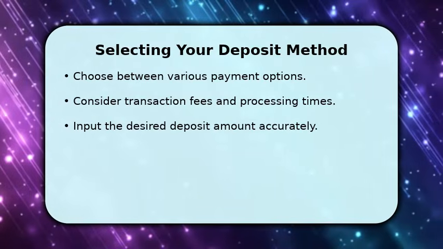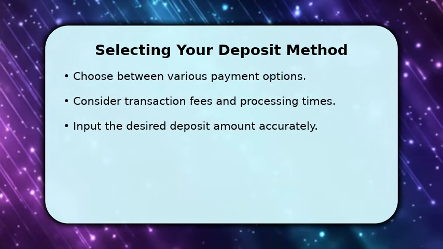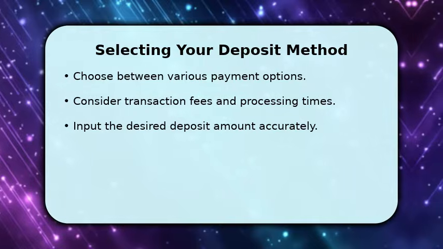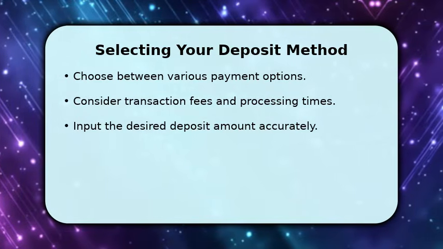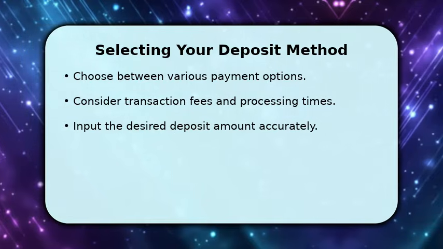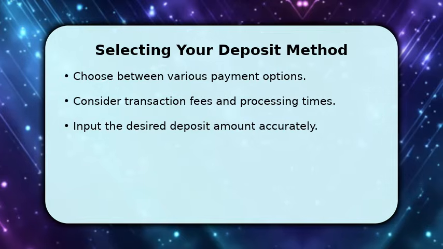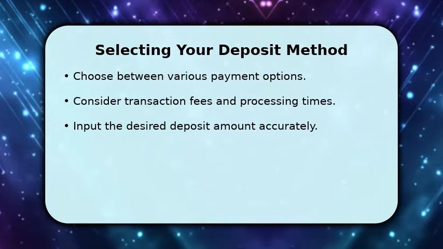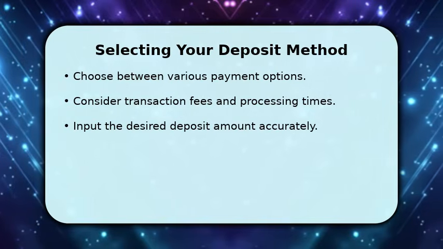Next, you will select your preferred deposit method. Buff163 typically offers several options, including bank transfers, e-wallets, and sometimes cryptocurrency. Be sure to review any associated transaction fees, which can vary, and note the estimated processing times. Carefully input the exact amount you wish to deposit, ensuring it meets any minimum or maximum limits. Double-checking these details is a vital step.